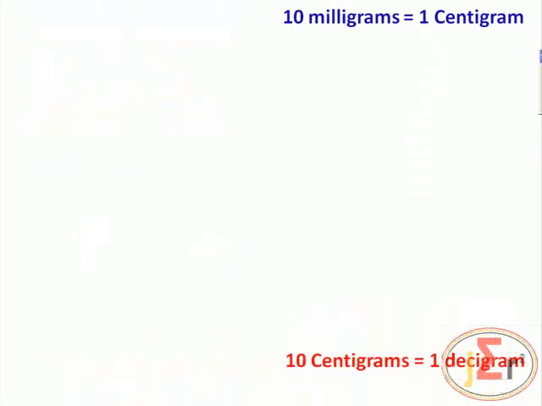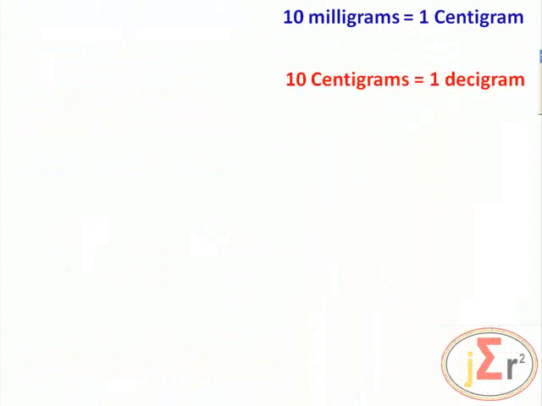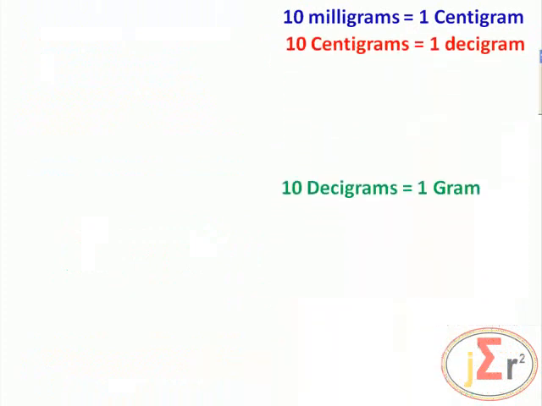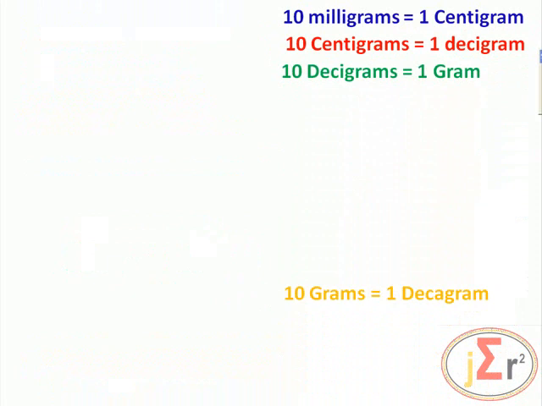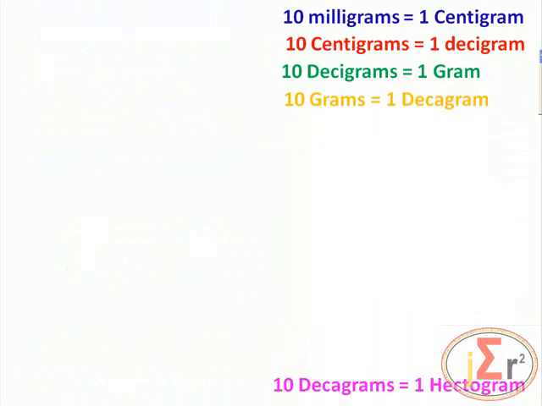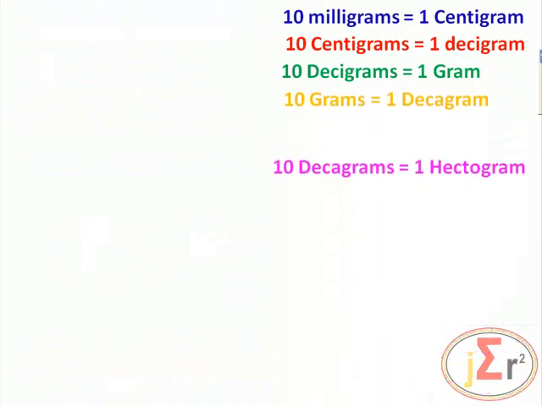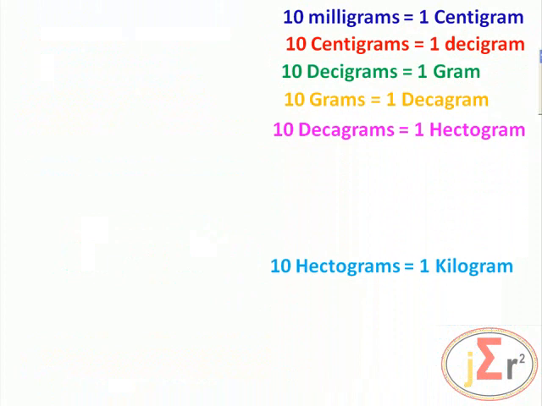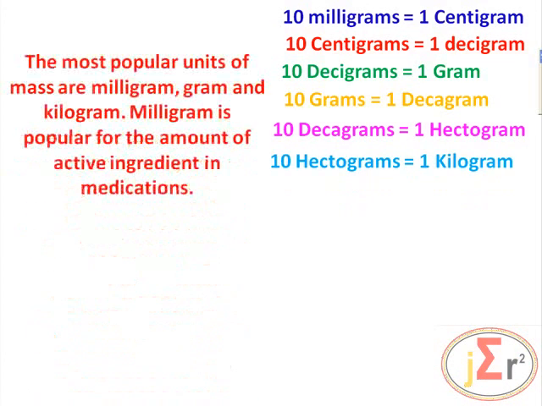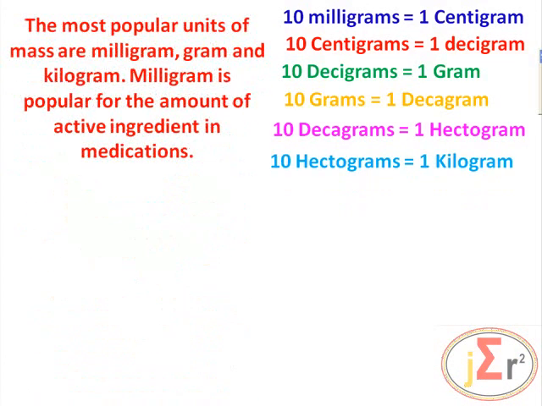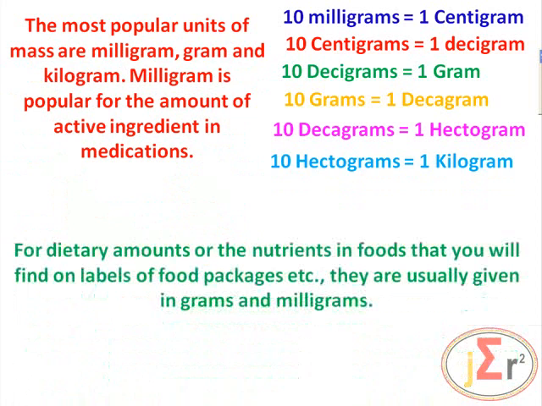What about your units of mass? The table is the same. The prefixes are the same. The multiples are the same. The most popular units of mass are milligram, gram, and kilogram. Milligram is popular for the amount of active ingredients in medications.